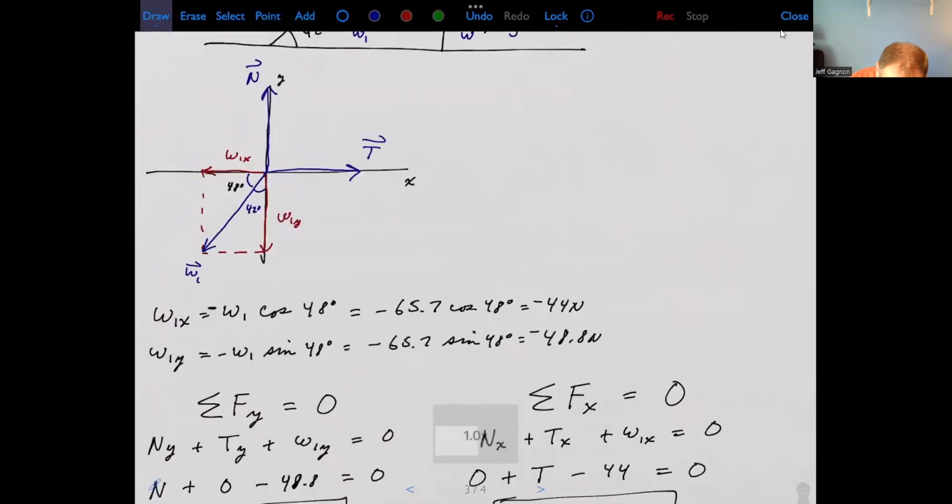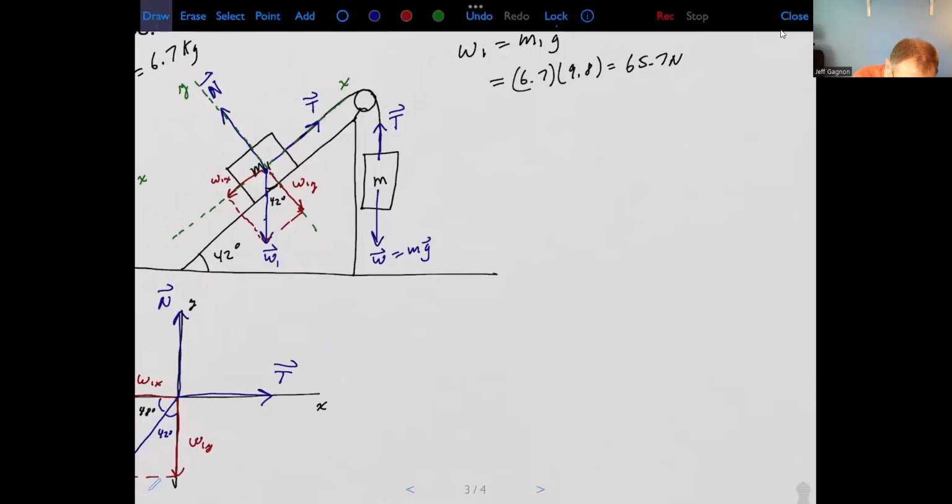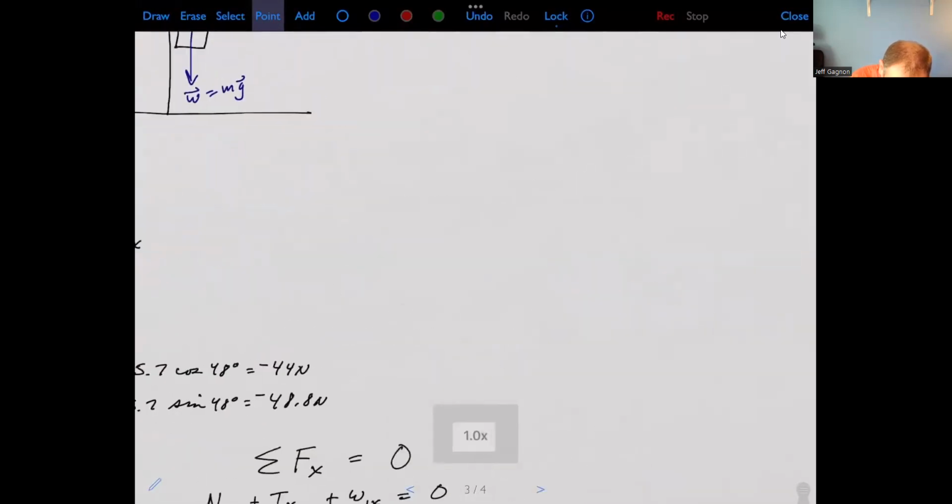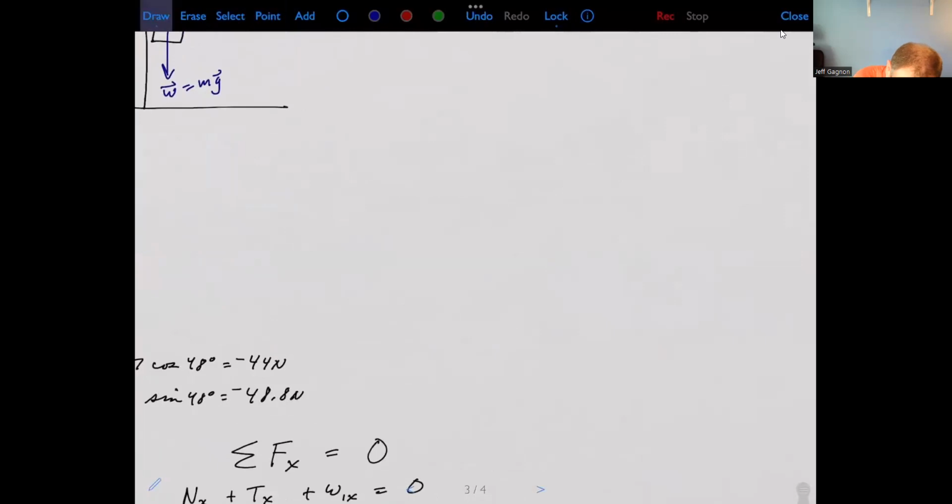Now, let me go to the other object. Remember, the other object is this hanging mass here. Let's apply Newton's second law. We only really need to do the y direction, right? There is no x direction. So I'm going to draw this out. Actually, I'll do it over here. So here's my hanging mass, and the only forces are the weight and then the tension.